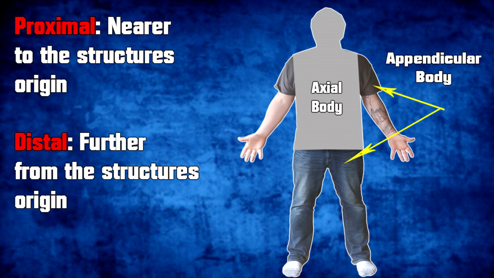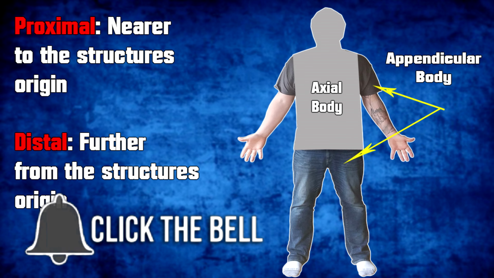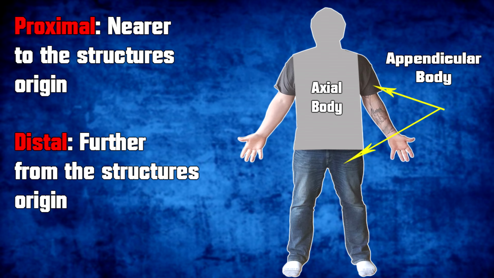The next pair of directional terms is proximal and distal. These terms are directly related to the appendicular body, or the body's appendages, including the pelvis. Proximal refers to a location nearer to the structure's origin. Distal refers to a location farther away from the structure's origin.